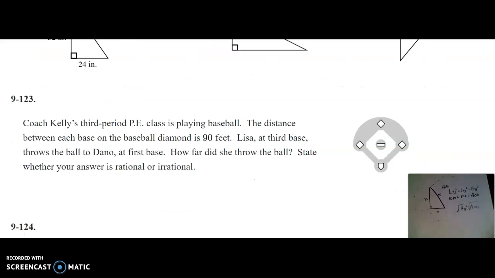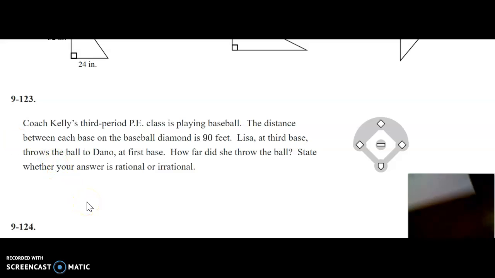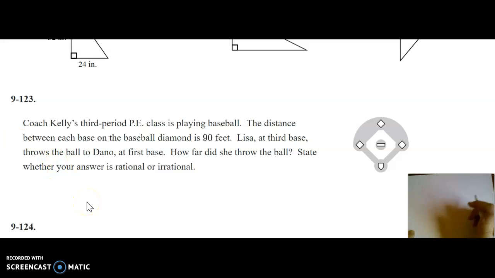Let's move down to number 123. We have a baseball diamond. So basically there we go. We have first base, second base, third base, and home plate. And it's saying the distance between each base is 90 feet. So this would be 90 feet, and this would be 90 feet, and I'm going to stop there. It's asking you how far is the throw from third base to first base.